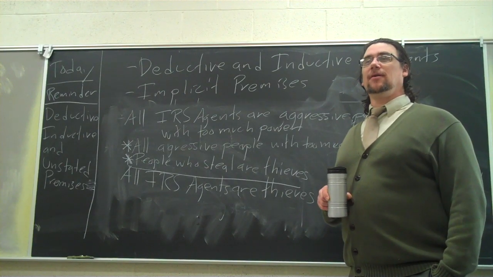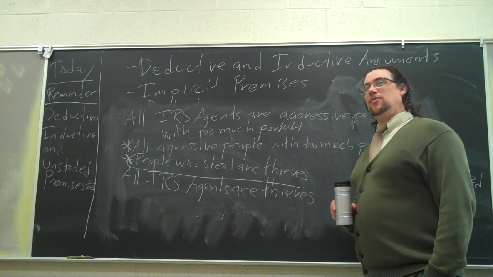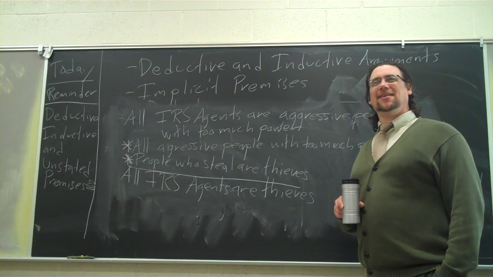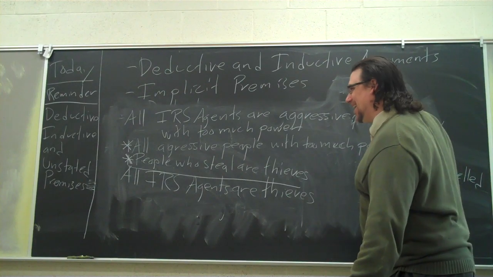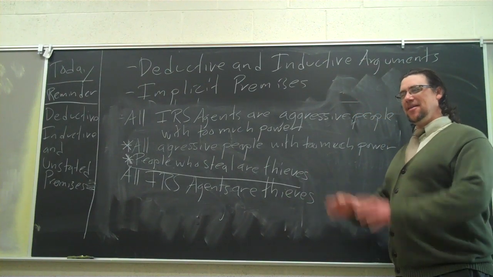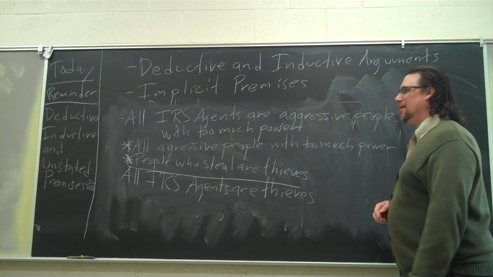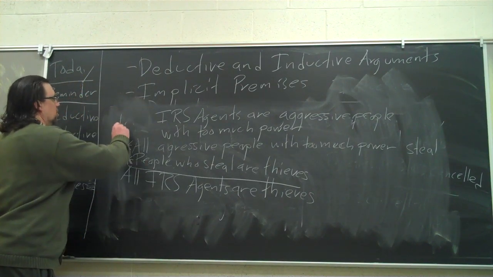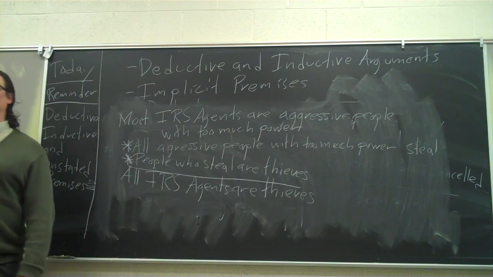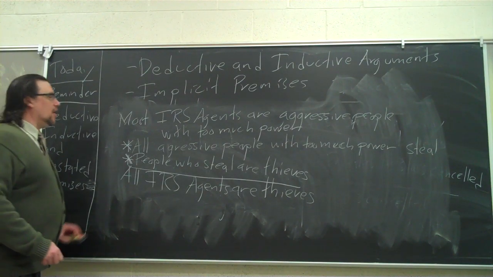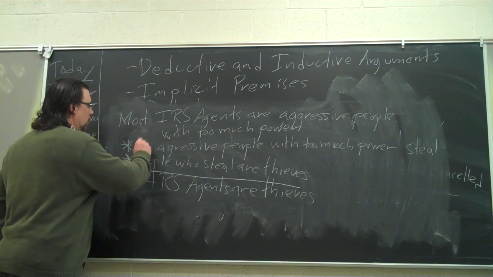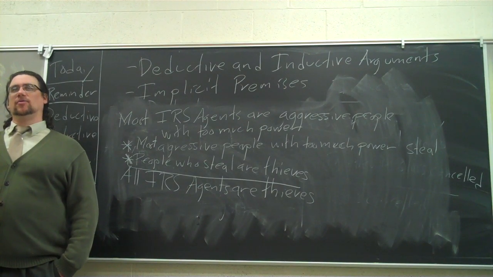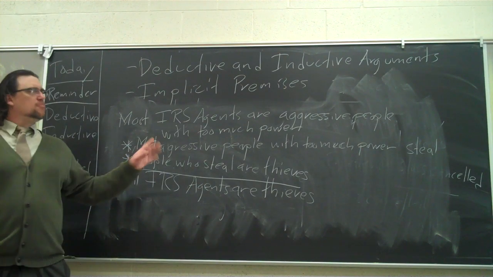We say they steal. So, you've presented this to your IRS agent, and they say, that's an awful argument. Didn't you go to critical thinking class? You say, yes, as a matter of fact, I did. And I passed it, but I forgot some of these things. Let me reconstruct this. Let me back up a little bit. Well, I wasn't saying that all of you IRS agents are people with too much power. I was saying most of you. I wasn't actually saying that all aggressive people with too much power steal, because some of them murder and some of them kidnap and some of them rape and some of them do other things. But most of them do.